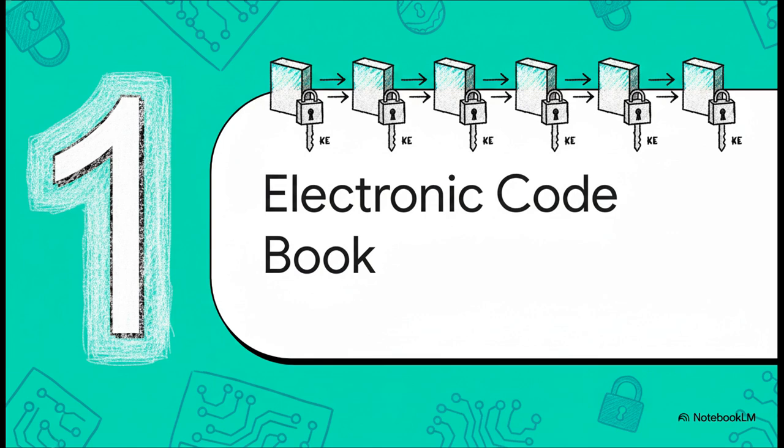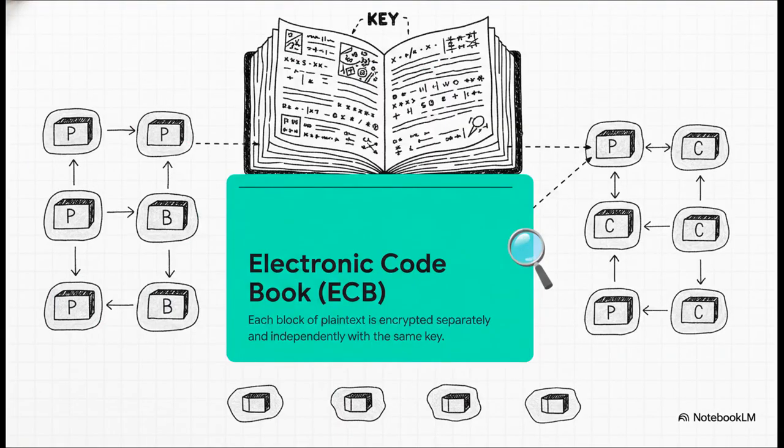It's called Electronic Codebook Mode, or just ECB for short. The name Electronic Codebook is actually a perfect analogy. Think about a giant secret dictionary. For every possible plain text chunk, there's a corresponding encrypted chunk. ECB works by just chopping your file up, looking up each piece in this codebook, and swapping it out. The key thing to get here is that every single block is encrypted completely on its own, like its own little island, with absolutely no connection to its neighbors.